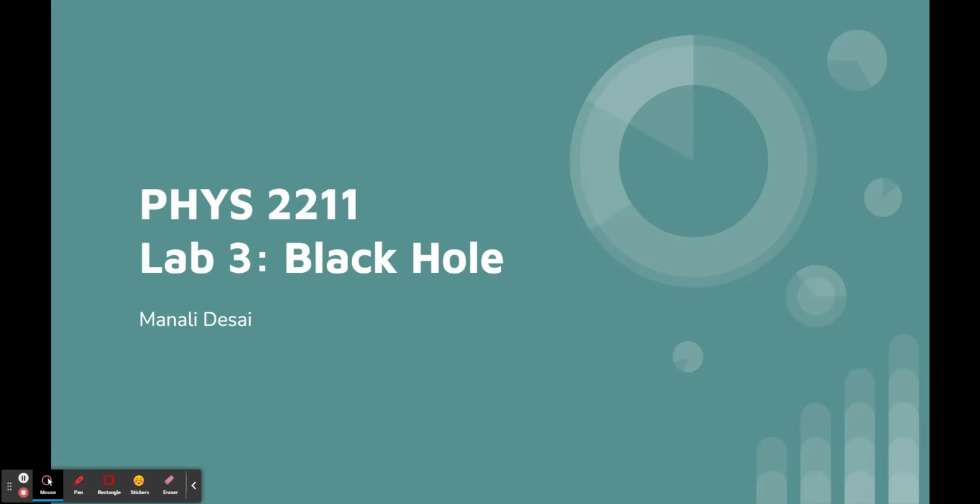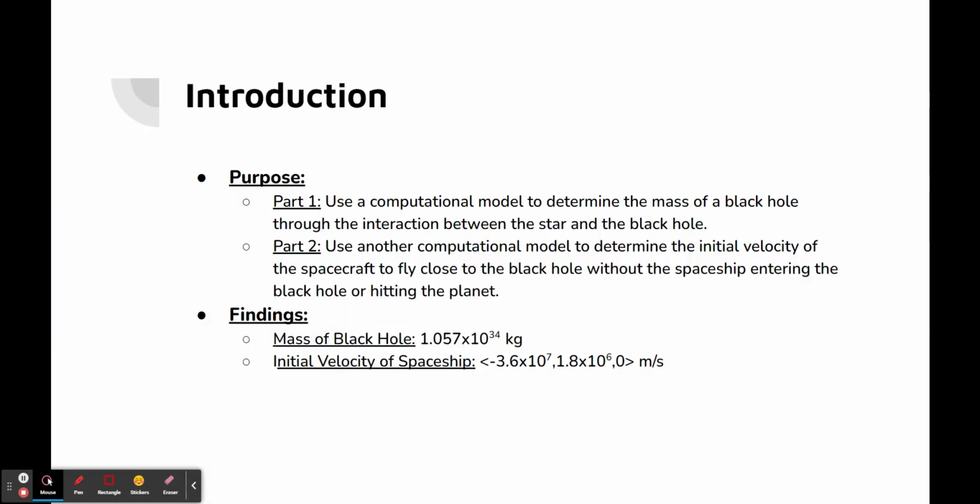This is Physics 2211, Lab 3, Black Hole. So the purpose of the lab: in part 1, we would determine the mass of the black hole, and in part 2, we would determine the initial velocity of the spacecraft as it flies close to the black hole. So some findings right here, you have the mass of the black hole and the initial velocity of the spaceship.